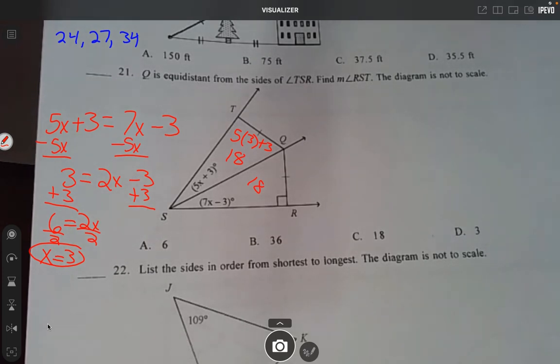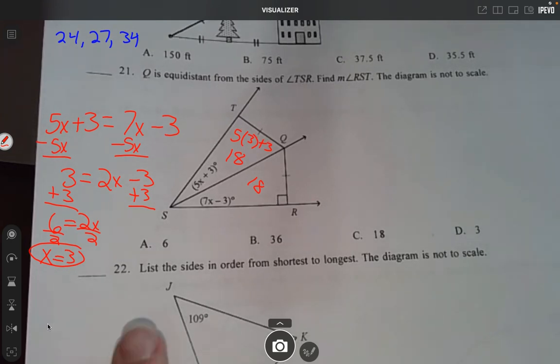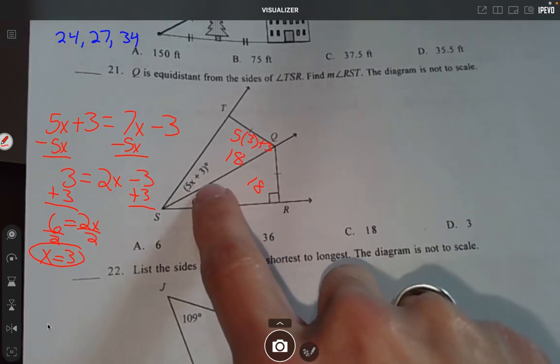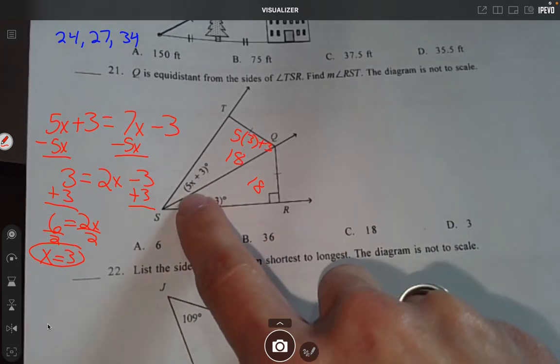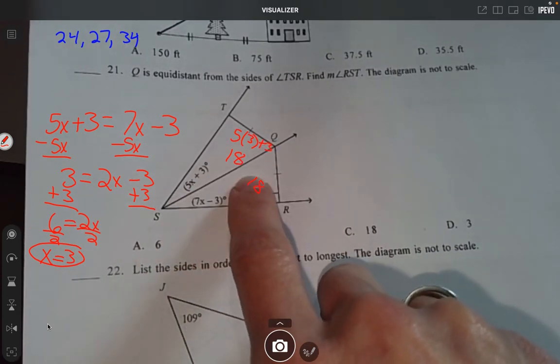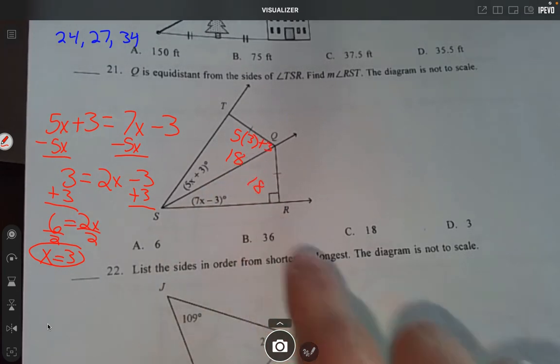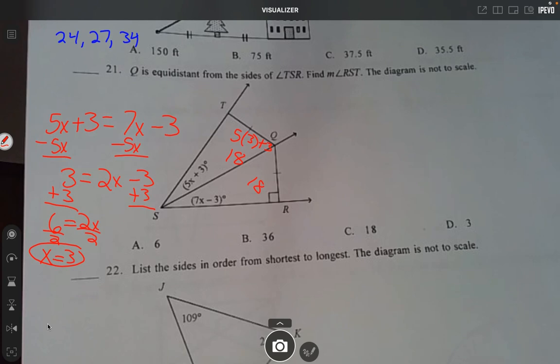After we got x is 3, I plug it in to either one of these. I just picked this one. These are the same. So I did 5 times 3 plus 3, and it's 18. And look, it didn't ask me for just one side, it asked me for both. So I had to combine them.